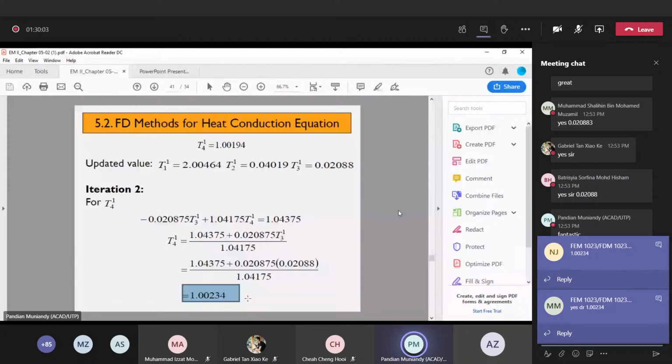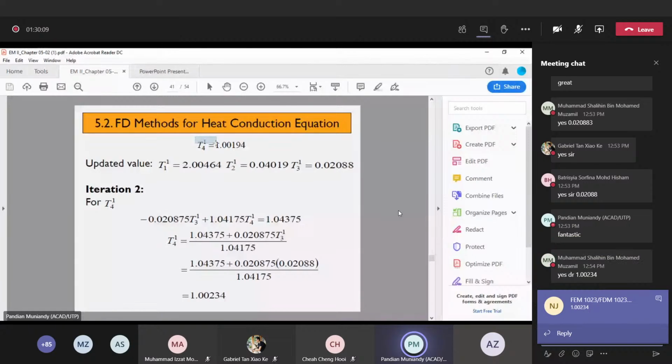So it's different from this one. This one is iteration 1. This one is iteration 2. But the symbol is the same. That is different. This is new. Iteration 1, iteration 2, iteration 3, iteration 4, and so on.